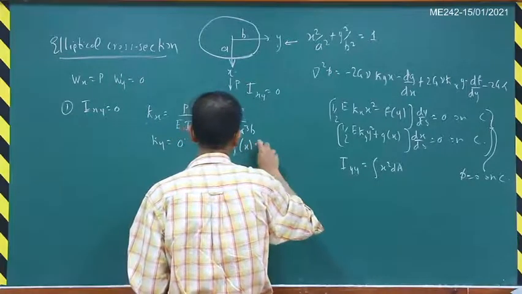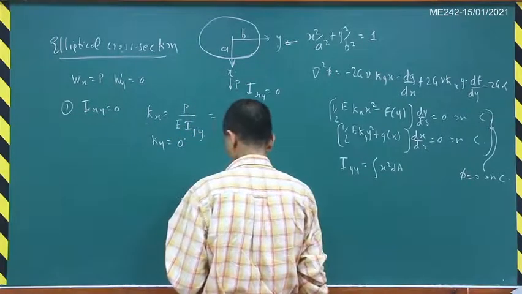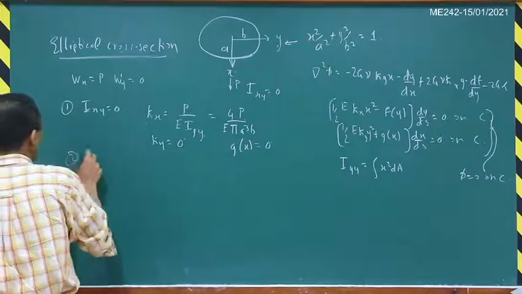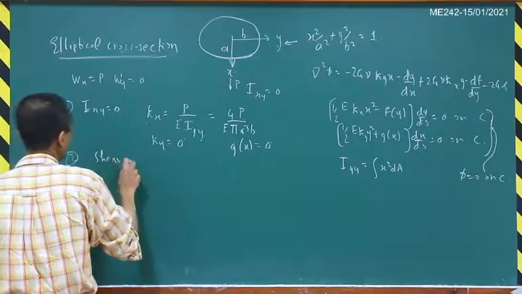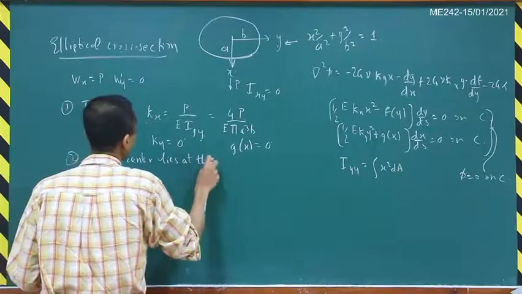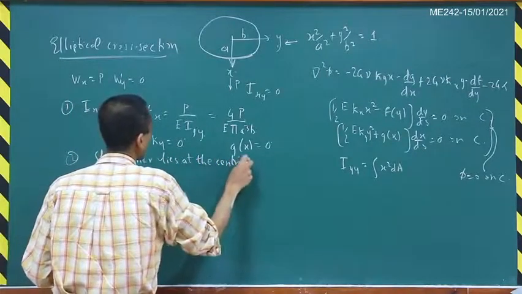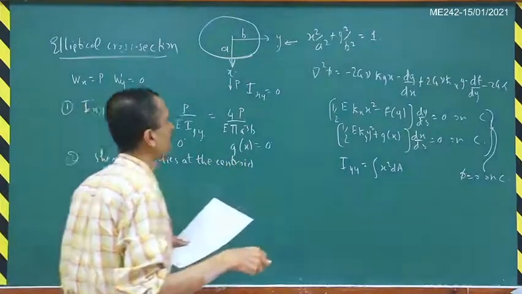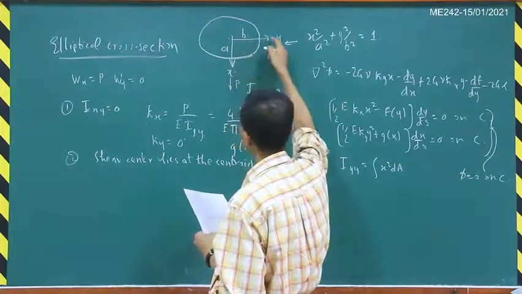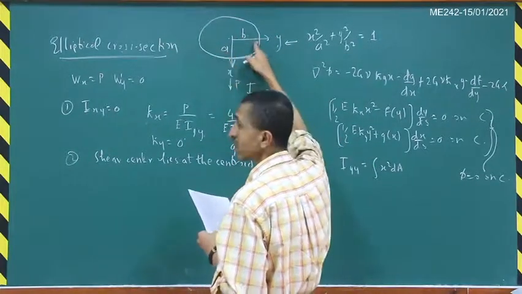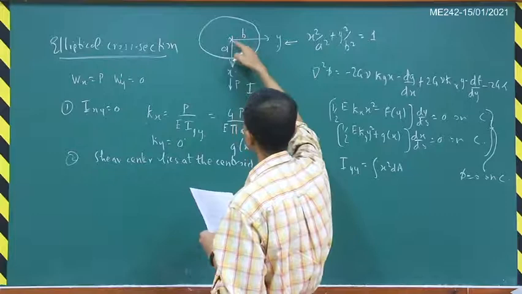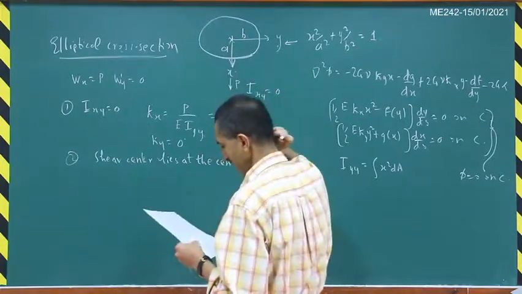Yes, so g of x is equal to 0, and then in this particular case, the shear center lies at the centroid itself. That is because it is doubly symmetric. So we discussed this, that the shear center always lies along the symmetry axis. So in this case, it will lie at the intersection of the symmetry axes. So here that is just going to be at the centroid itself.